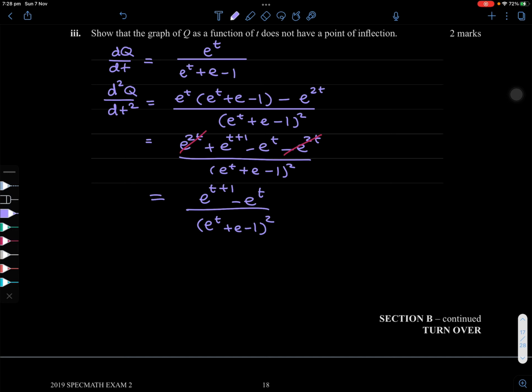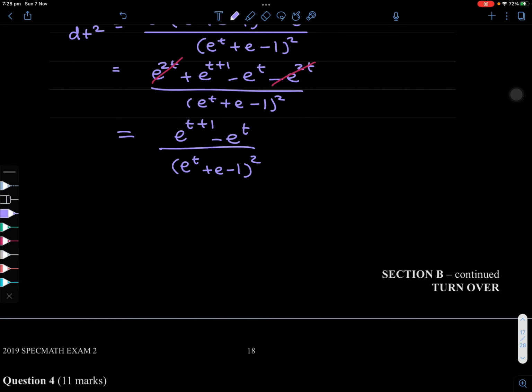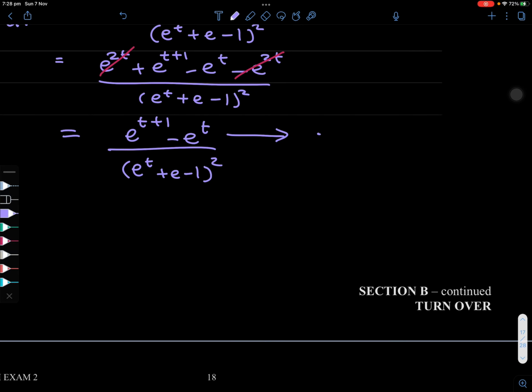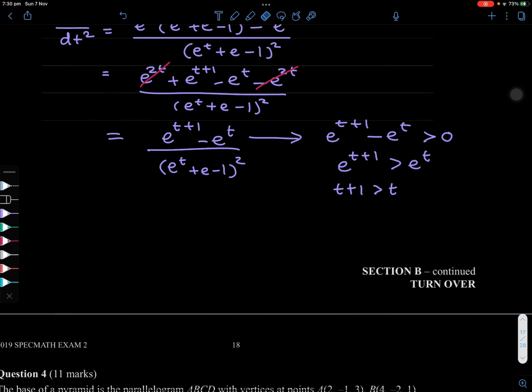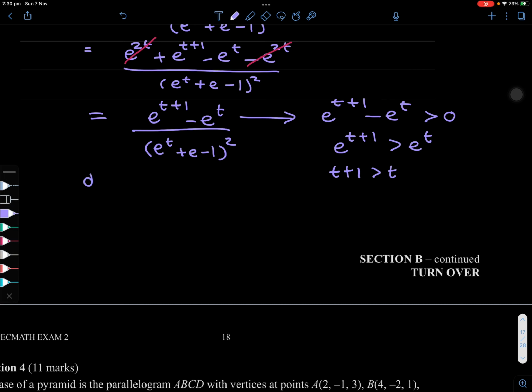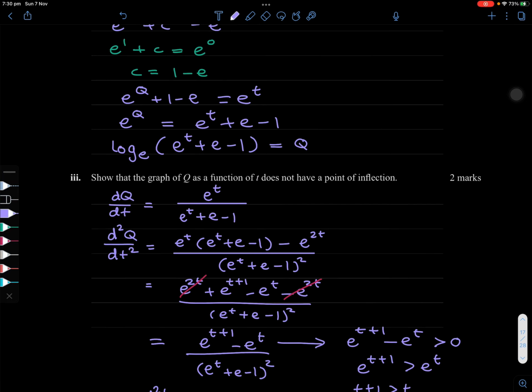Okay, for this to not have a point of inflection, this second derivative needs to be always positive, okay? Because this is always positive, right? And that means this is always positive. So that means e to the t plus 1, take e to the t, is always positive, which means that 1 is greater than 0. Obviously, that's true. That's a valid statement. So you're saying that d squared/dt squared is positive, therefore no point of inflection. Because for a point of inflection, your second derivative needs to equal 0 at that point, right? Yeah.